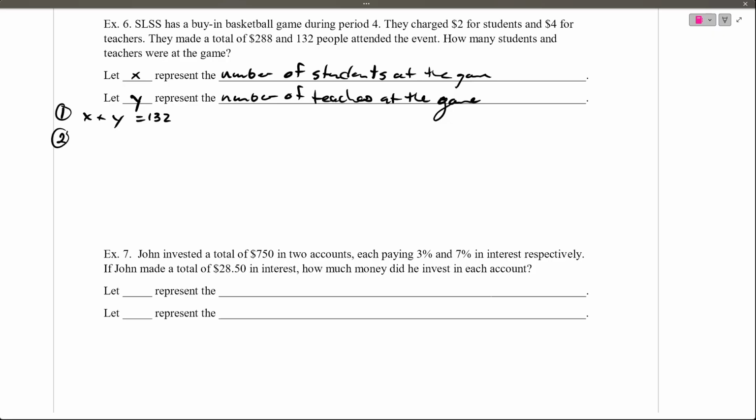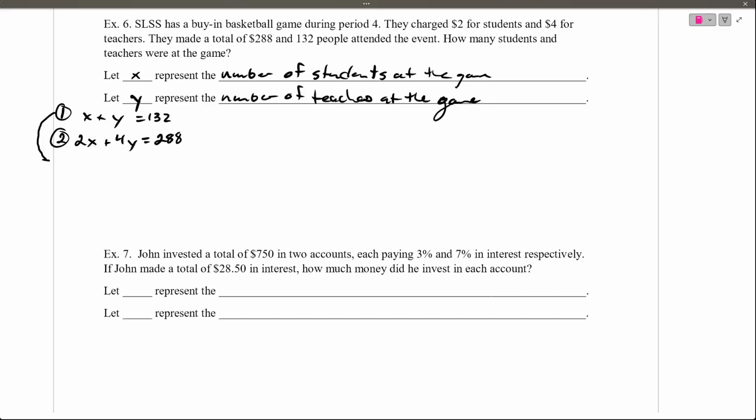Number 2. Again, it's the exact same problem as last time. How much for the first item? Well, the first item is $2. So I have 2 times the number of students, plus $4 times the number of teachers, is worth a total of $288. Exact same problem as before. We don't have an easy system here, so we've got to modify one of the equations. We'll get rid of X again, which means we've got to double the first equation.